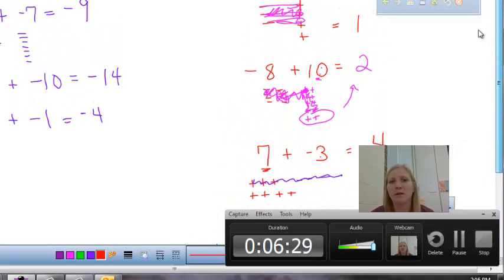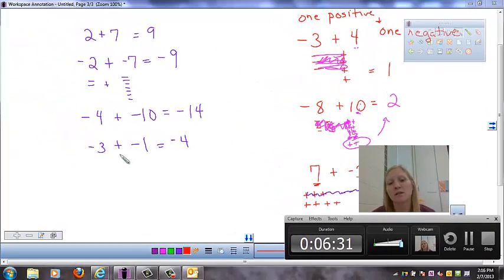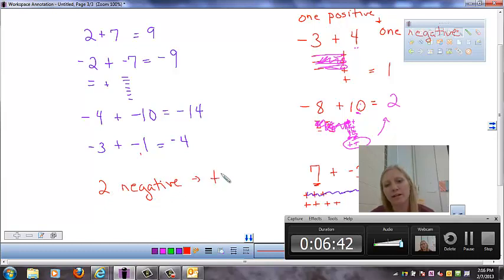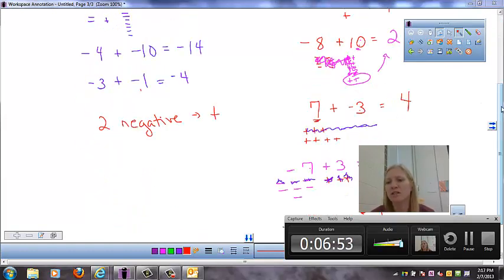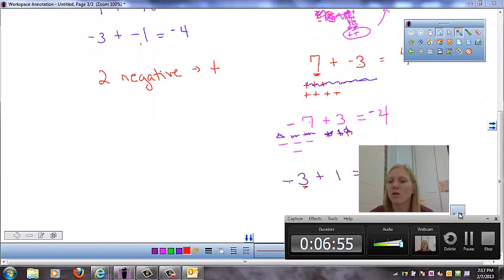Okay, I'm going to go back up here for a second. Remember these ones, they were both negatives. Two negatives, you just add. If I scroll up here again, if you have 1 positive and 1 negative, you subtract. And then after you subtract, you have to decide, is your answer positive or negative?